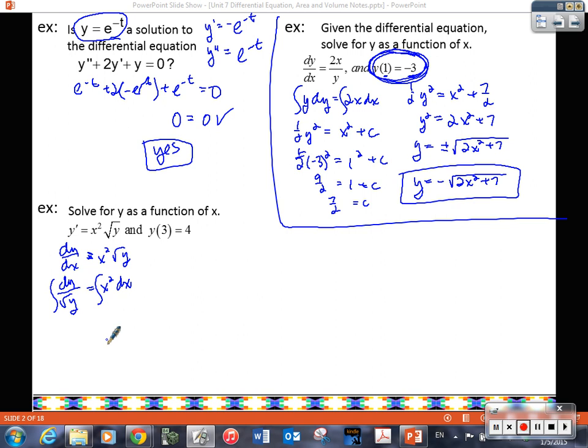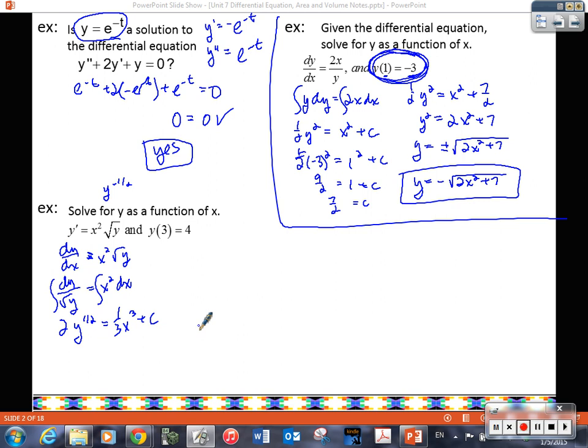Now the square root of y, I'm just going to come up here for a little bit of scratch notes. That actually would be y to the negative 1/2 when we integrate, just so we can see it. So if I integrate y to the negative 1/2, I add 1 and get 1/2. I divide by 1/2, which is multiplying by 2. So this is going to give me 2y to the 1/2 equals, and I integrate the x squared and get 1/3 x cubed plus c.